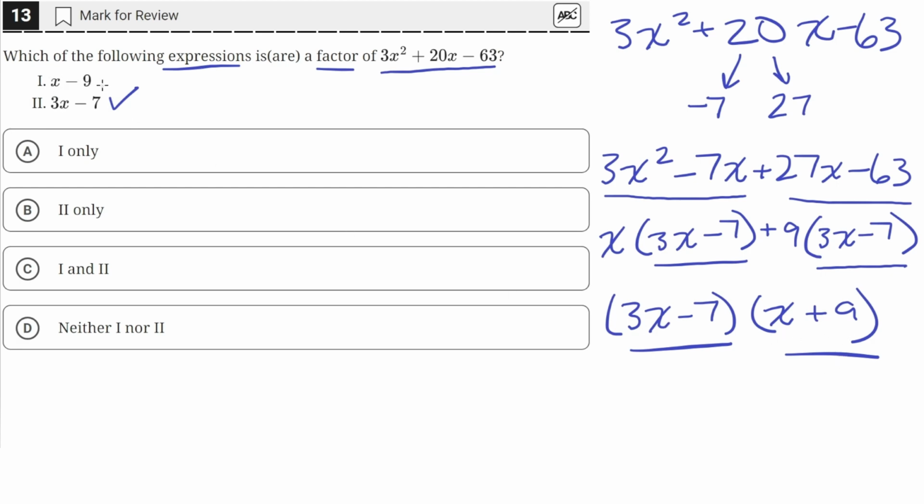Well, x plus 9 is not here. And the first choice here says x minus 9 is a factor, but that's incorrect because x plus 9 is a factor. So this one is wrong. So that means the correct answer choice should only say that the second one is correct. So that is answer choice B. So B is the right answer.